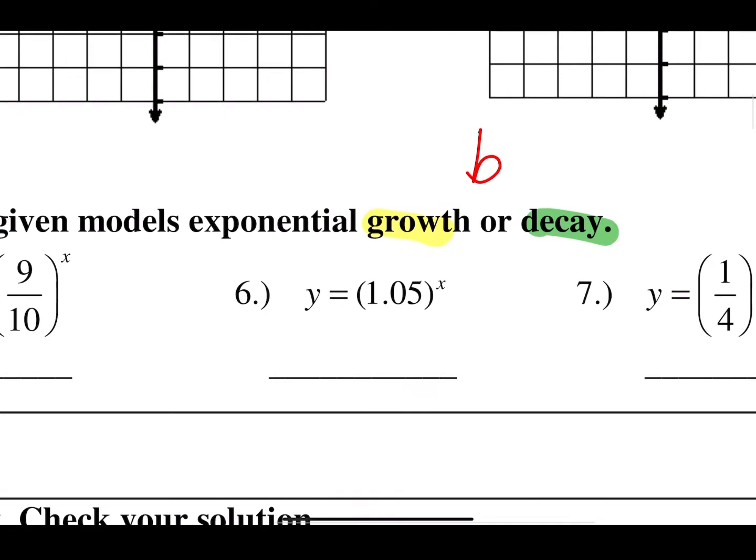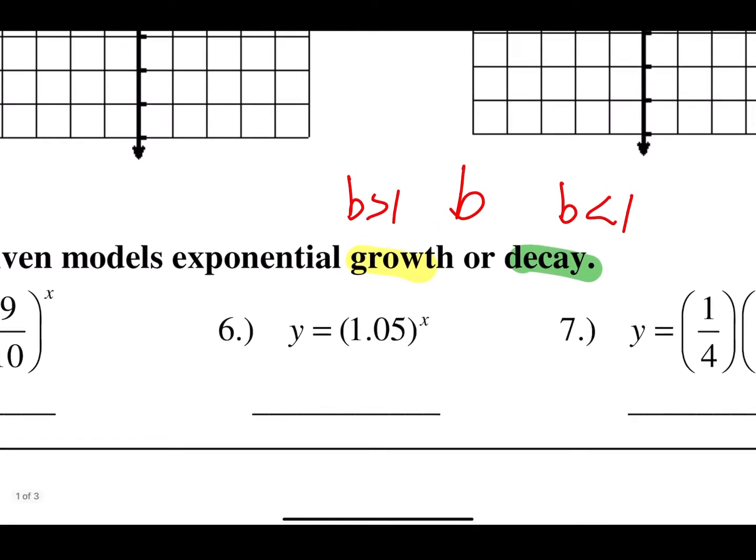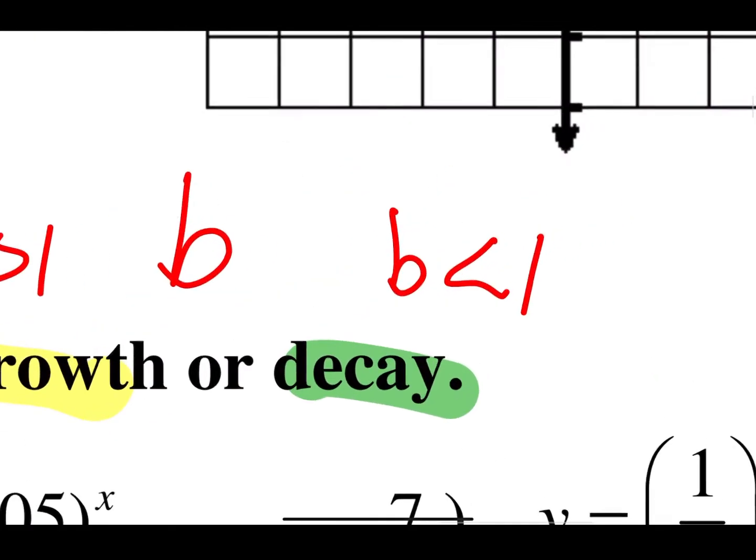If it's growth, our b value is greater than 1. If it's decay, our b value is less than 1. And that should make sense. If I have a number greater than 1, like 2, 2 to the first power, 2 to the second power, 2 to the third power, it's times 2, times 2, times 2, it's growing. If it's less than 1, we're looking at decimals or fractions. So imagine 1/2. If I take 1/2 and raise it to the first power, the second power, the third power, the fourth power, I'm going to get something times 1/2, times 1/2, half of a half of a half. It's getting smaller and smaller.